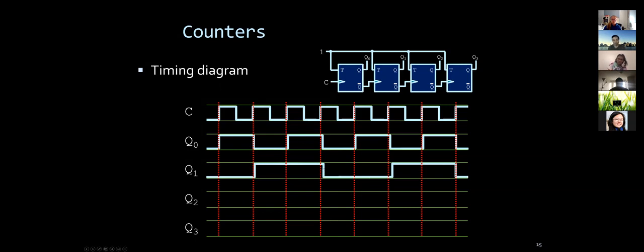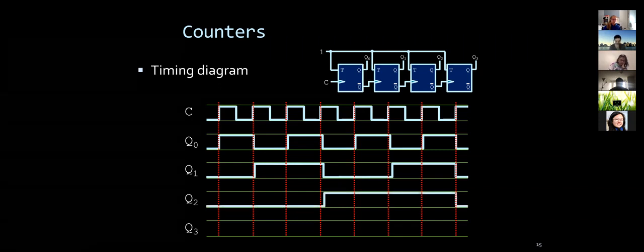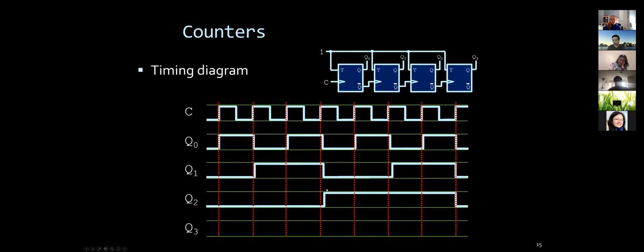That seems interesting, right? What's going to happen with Q2? So the Q2 is going to depend on Q1. So it's going to flip even more rarely because the input into Q2, the Q1, is going to flip only half of the time, right? So that's going to be 4 cycles. And not surprisingly, Q3 is only going to go up when this event happens, when the Q2 goes down from high to low.